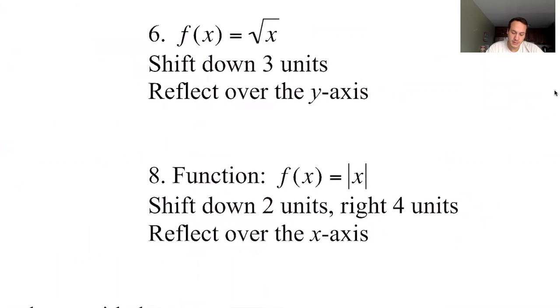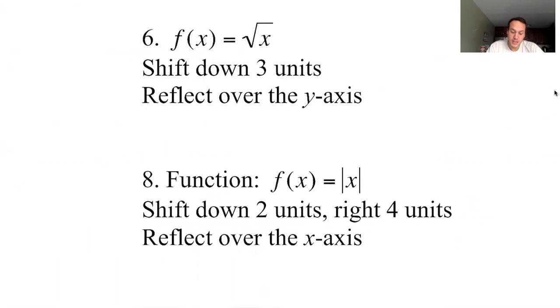Let's take a look at 6. This one does have a reflection. This time, again, like I said before, it's not common, but this one is over the y-axis, okay? So that means it's going to go on the inside. This one here is going to be f of x is equal to the square root of negative x. Now it's down 3. So because it's down 3, I end my square root symbol there. Same direction, minus 3. Okay?